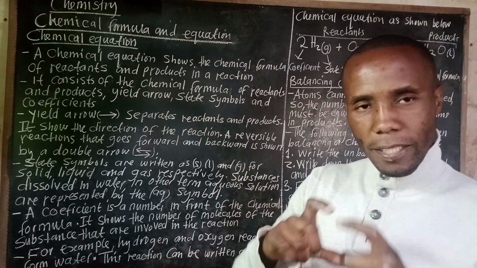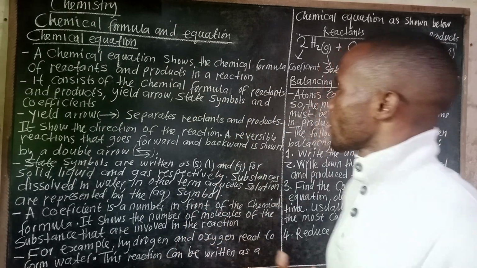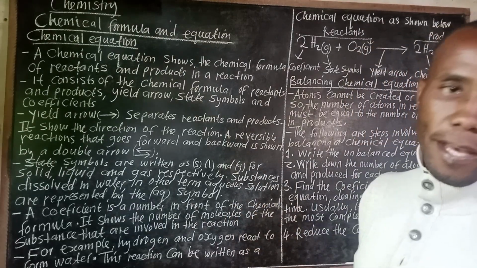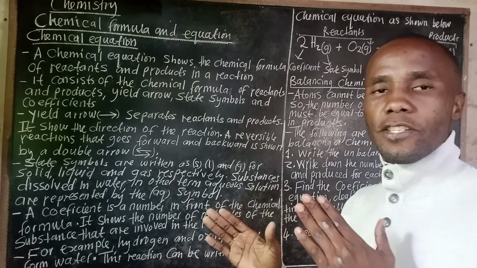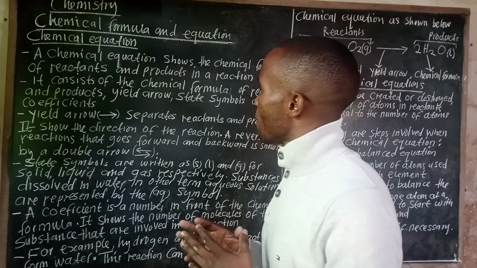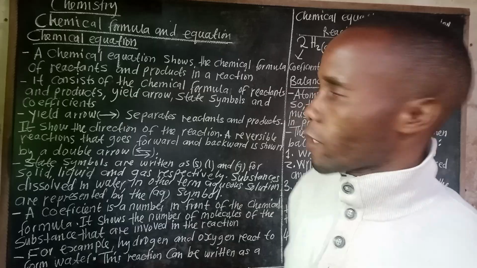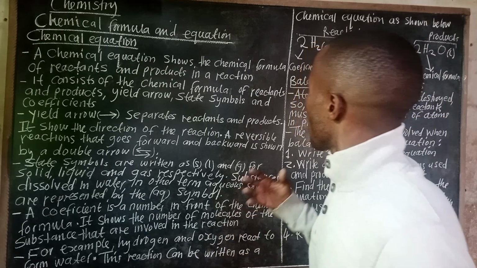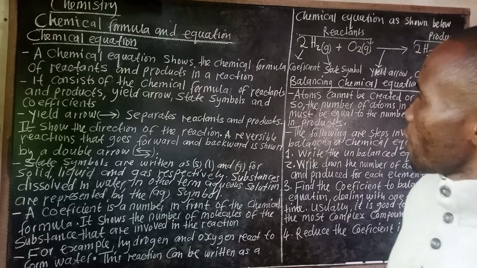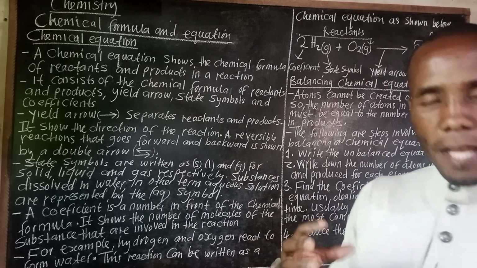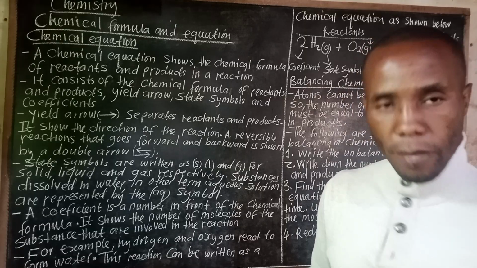So what differentiates that? What differentiates that is the arrow. There is always an arrow there, which differentiates between the reactant and the product. So point two: it consists of the chemical formula of reactants and products, arrow, state symbols, and coefficients. Those are the things that are involved in the chemical equation.